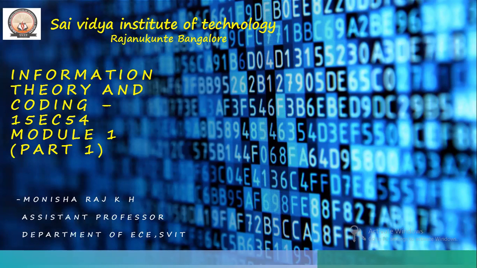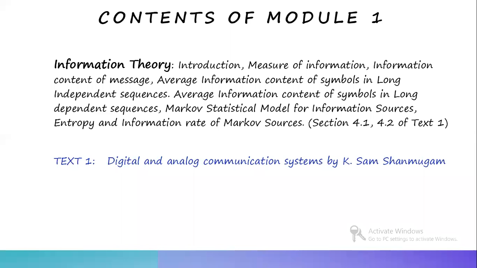In this lecture video, we'll be starting with Module 1 of Information Theory and Coding. Before going into Module 1, we'll see what are the contents we'll be studying in Module 1. In Module 1, we'll be seeing about the Introduction to Information Theory, Measure of Information, information content of message, average information content of symbols in long independent sequences as well as long dependent sequences, Markov statistical model for information sources, entropy, and information rate of Markov sources.